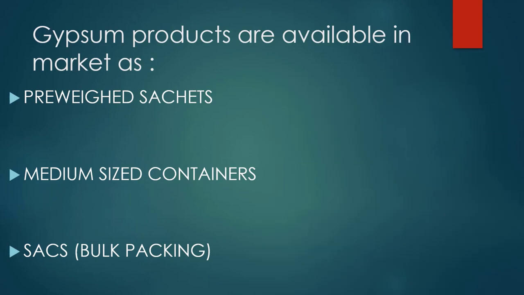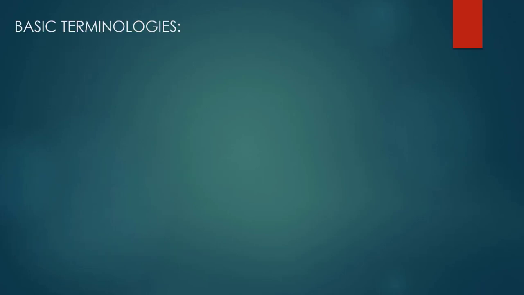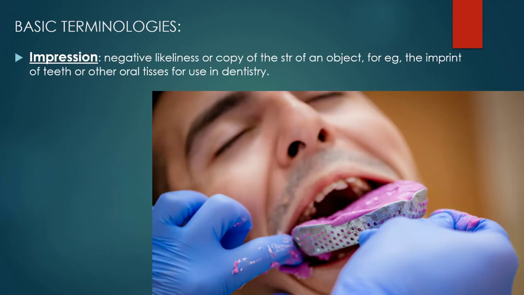So you need to know these basic terminologies before understanding that gypsum products have wide use in dentistry in the making of various materials as a part of the patient's treatment plan or for study purposes. An impression is taken using an impression material that's filled in a tray, as you can see in that procedure being performed. And in the photograph, the impression of the maxillary arch of the patient is being taken. So, an impression is the negative likeness or copy of the structure of an object, for example, the imprint of teeth or other oral tissues for use in dentistry.